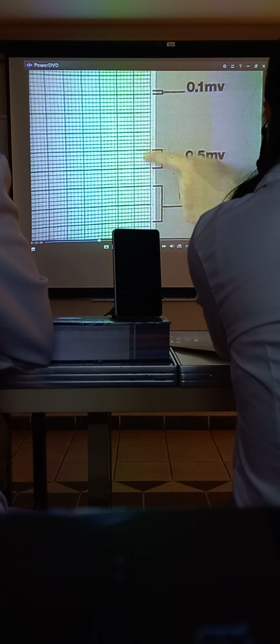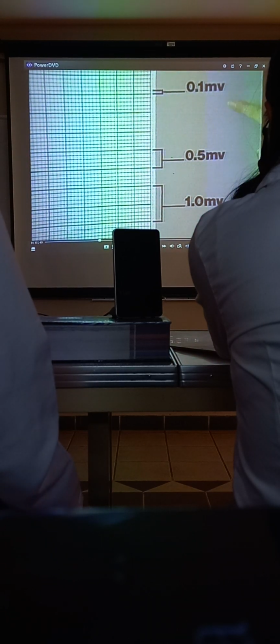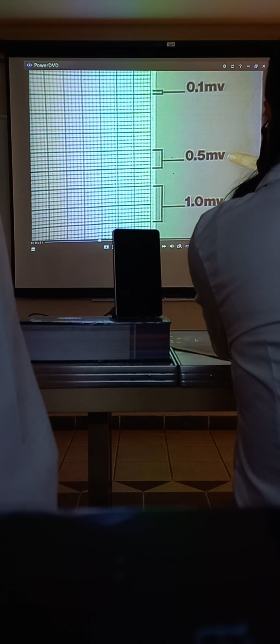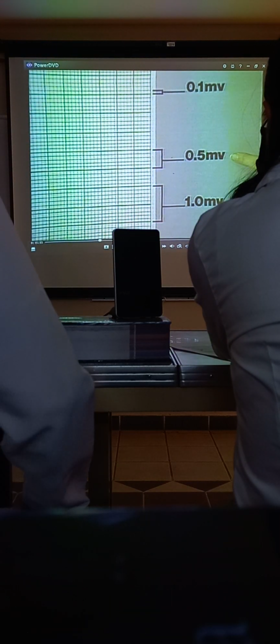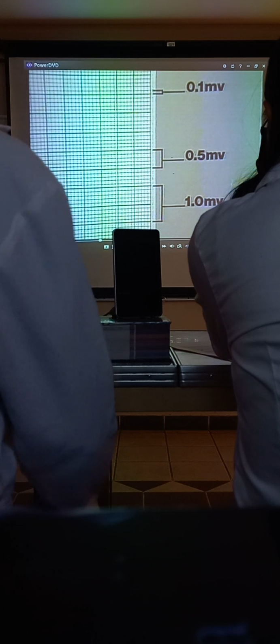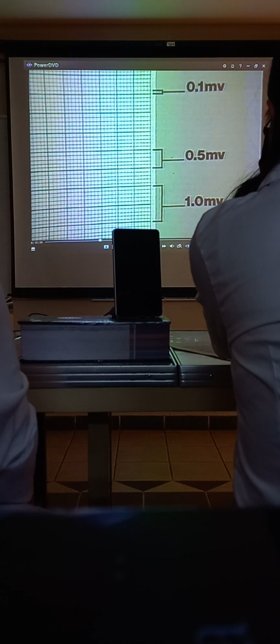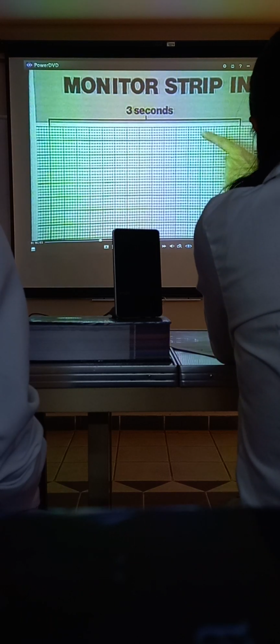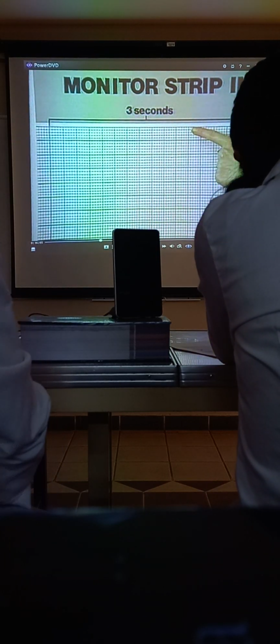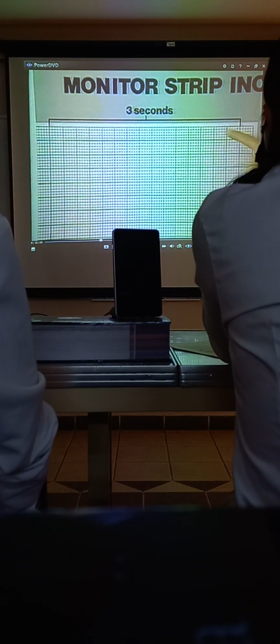The vertical axis represents the amplitude of electrical changes. Each small square represents 0.1 millivolt. A bolder line appears every 5 squares on the vertical axis, with the intervals representing 0.5 millivolt. 2 large squares on the vertical axis, therefore, equal 1 millivolt. 15 large squares equal 3 seconds. Some paper is marked along the top at 3-second intervals.